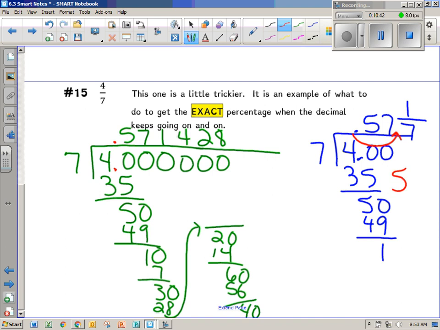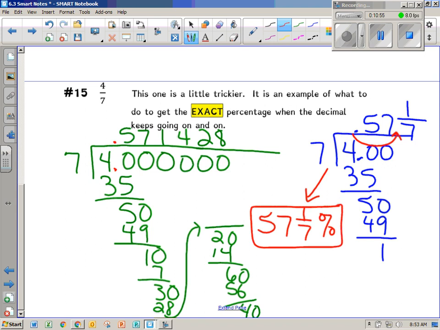So I get 57 1/7%. It's tempting for students to get here and they want to shift the decimal, but then they'd have to round and write something like 57.1 or 57.4%, and there's really no reason not to be able to give an exact answer.